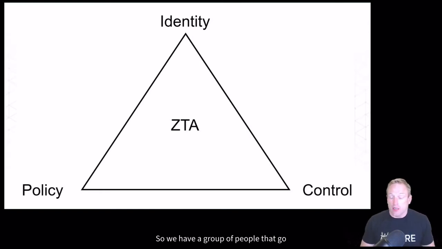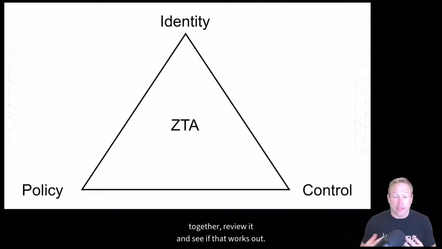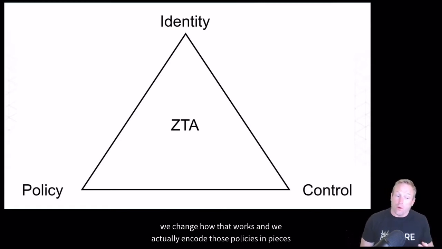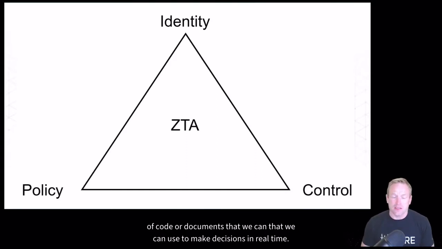So we have a group of people that go together, review it, and see if that works out. But with zero trust architecture, we change how that works, and we actually encode those policies in pieces of code or documents that we can use to make decisions in real time.